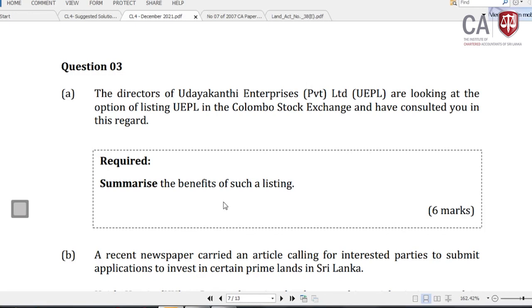Then question number 3. The directors of Udayakanti Enterprise Private Limited, UEPL, are looking at the option of listing UEPL in the Colombo Stock Exchange and have consulted you in this regard. First question, summarize the benefits of such a listing.